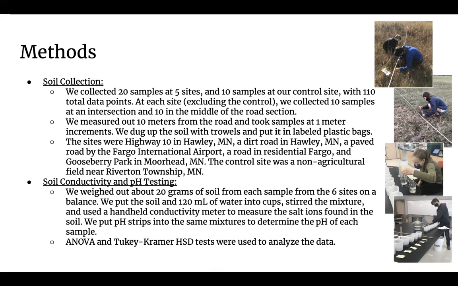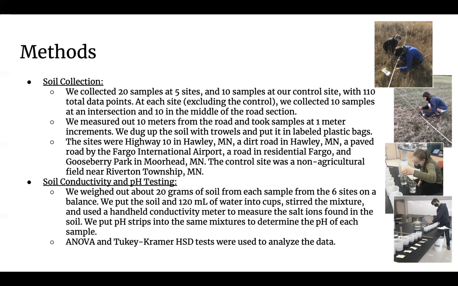Our site one was Highway 10 in Holly, Minnesota. Site two was a dirt road in Holly, Minnesota. Site three was a paved road by the Fargo International Airport. Site four was a road in residential Fargo. And site five was Gooseberry Park in Moorhead, Minnesota. The control site was a non-agricultural field near Riverton Township, Minnesota.